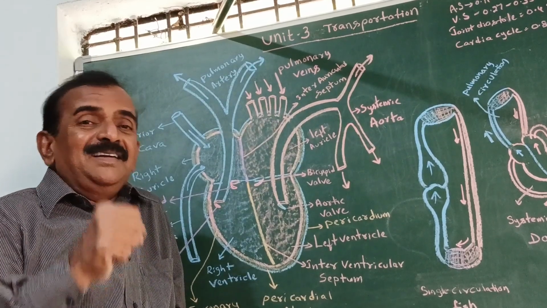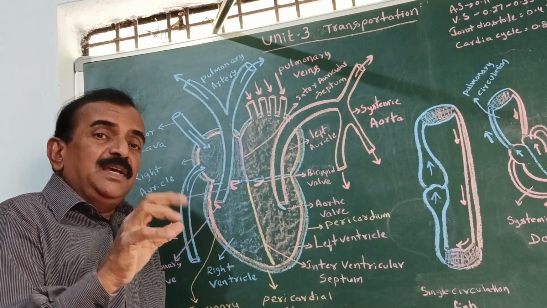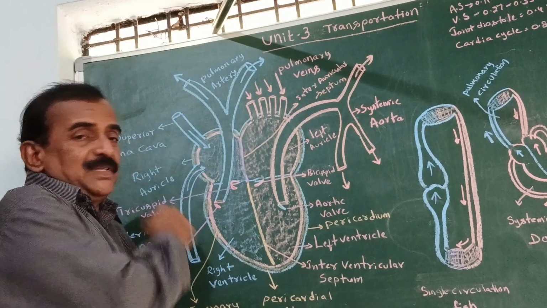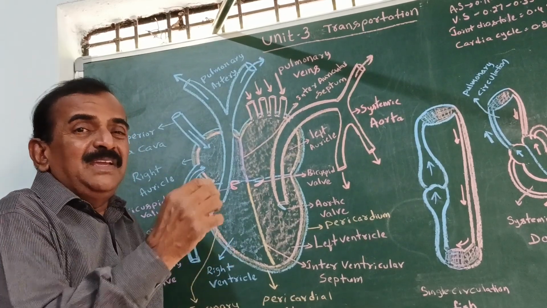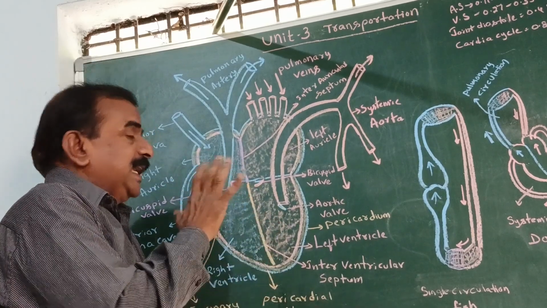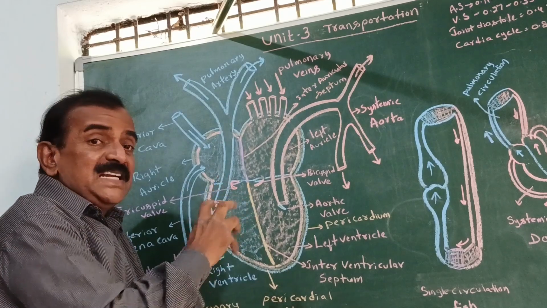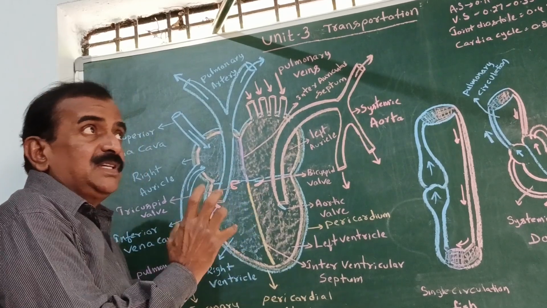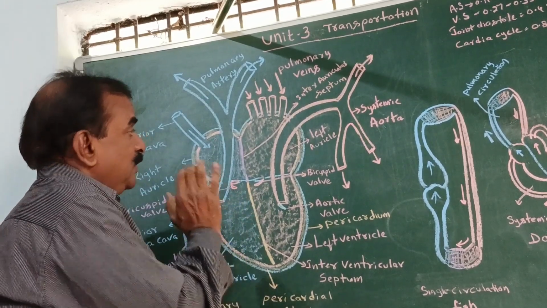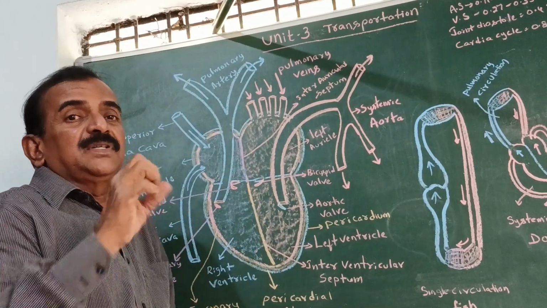And the heart is the size of your fist. So this is my fist. In the same way, your heart is the size of a fist. So that is the brief description regarding the heart. Now I am explaining the heart in detail, the external features and also the internal features. This is the heart, and the heart is pear shaped.